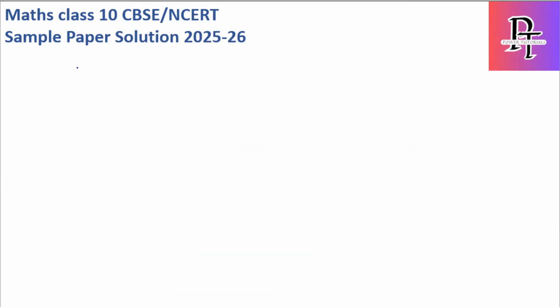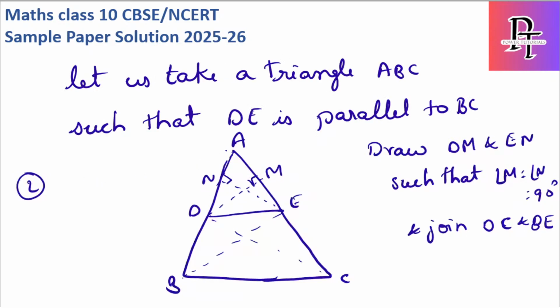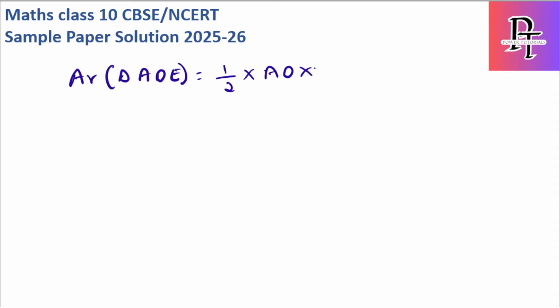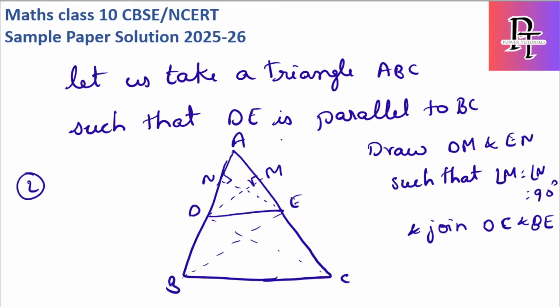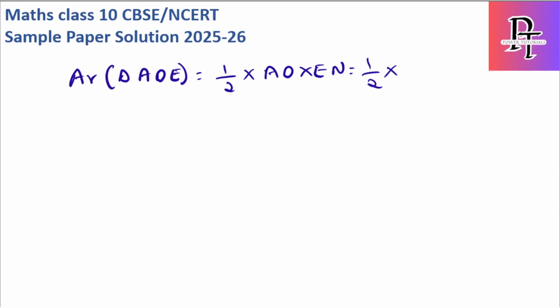For the next step, you have to find the areas of triangles. Let's find the area of triangle ADE, and this can be done in 2 ways. If you consider this as a base, then this is the perpendicular, so the area is half into AD into EN. Same way, if I consider the opposite side as a base, then it will be half into AE into DM. Just keep it aside.